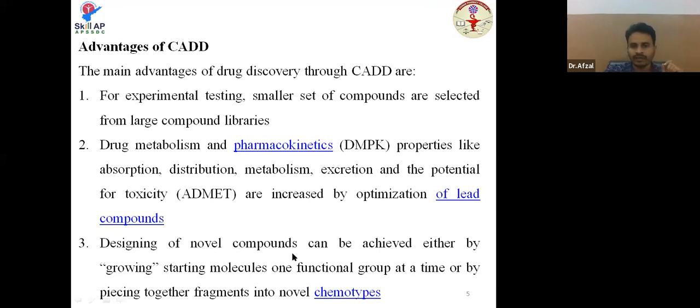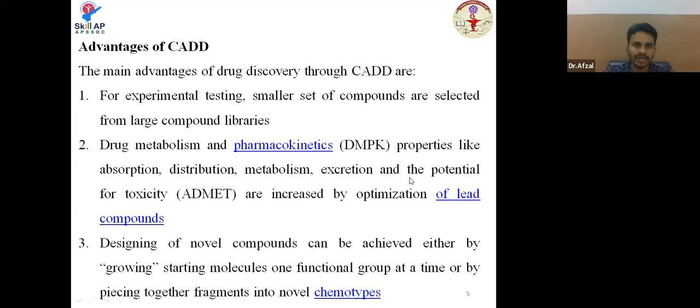And here the designing of the novel compounds can be achieved either by growing starting molecules one functional group at a time or by piecing together fragments into novel chemotypes. What we can do is select certain important pharmacophores or privileged structures which have better activity. We can grow on that molecule, or we can compare two privileged structures and combine both, and we will get a novel chemical type of compounds, and that molecule may have a better activity.